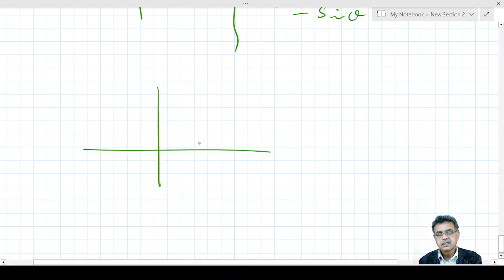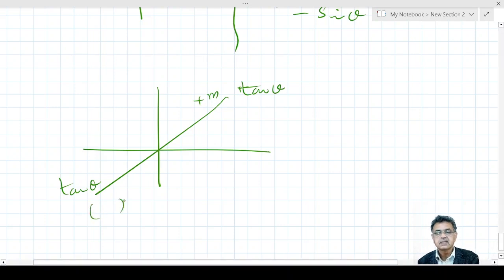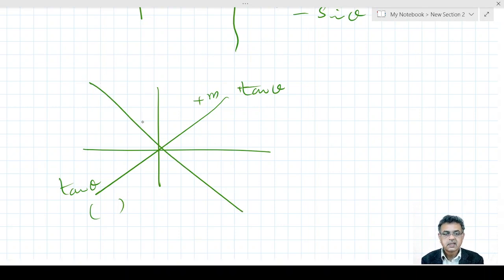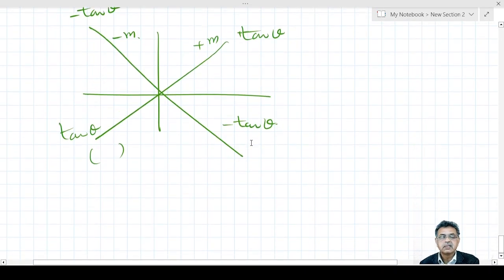Tangent theta, this way the lines have positive gradient, that means tangent theta is positive in this one and this one. And the second reason is that here both the coordinates are positive, in this one both the coordinates are negative. And if a line is this way, falling in the second and fourth quadrant, its gradient is negative, so this is negative tangent theta. Here again negative tangent theta, it is positive here. So this is the way you can remember their signs.